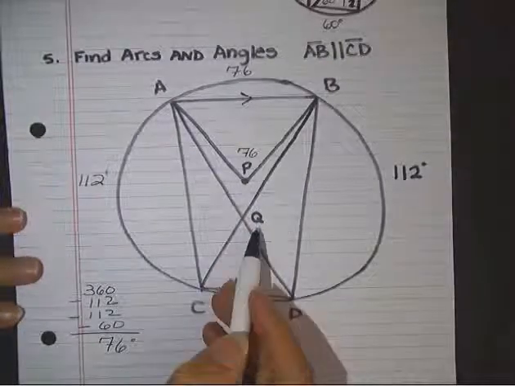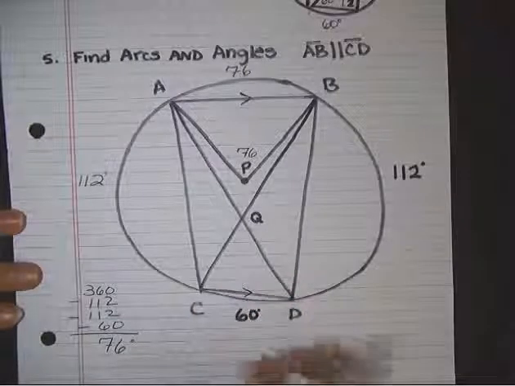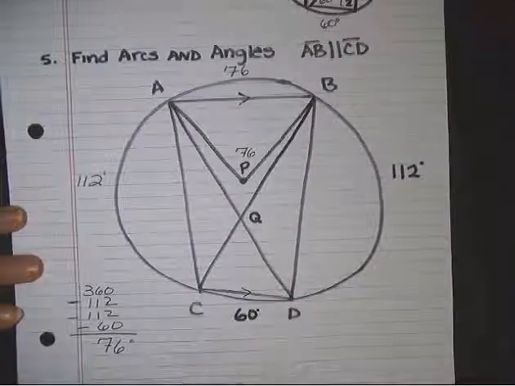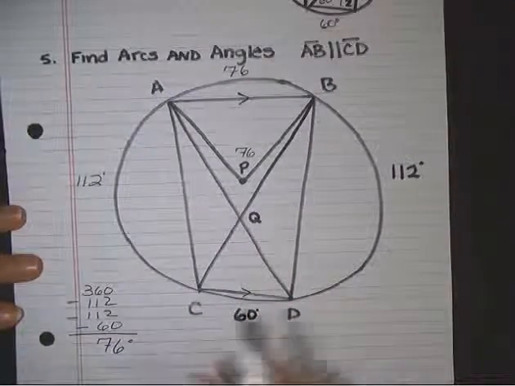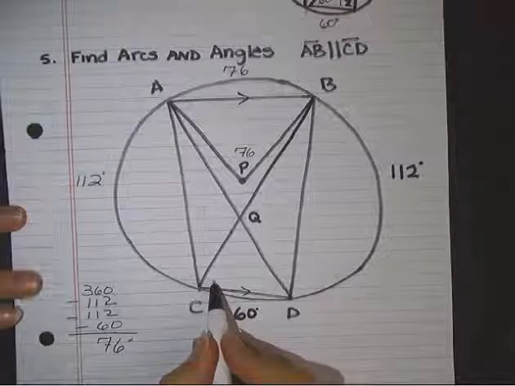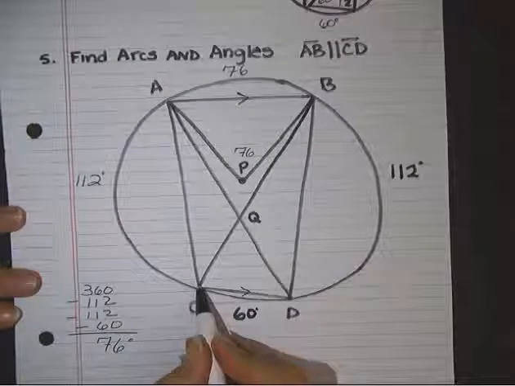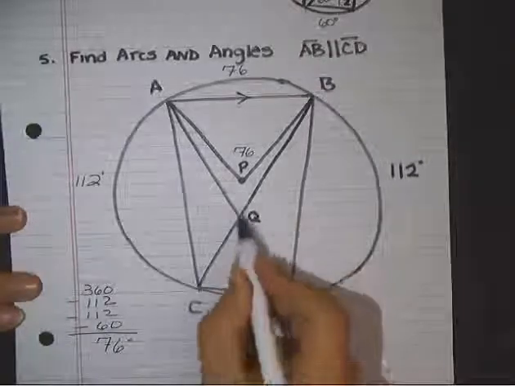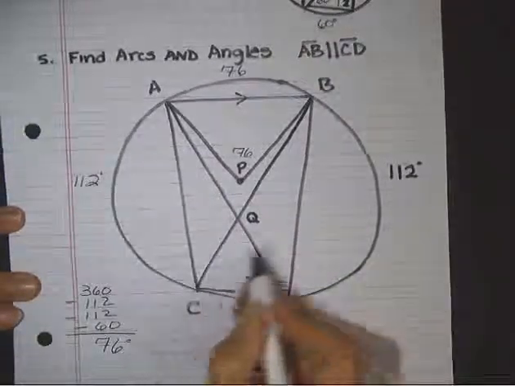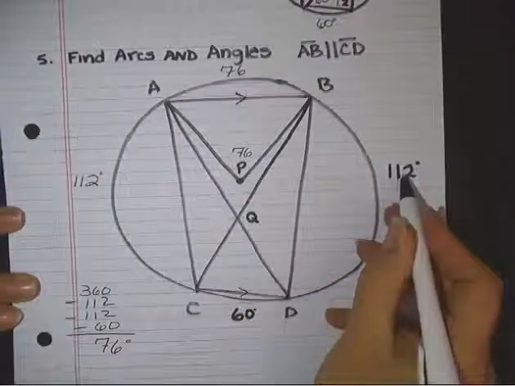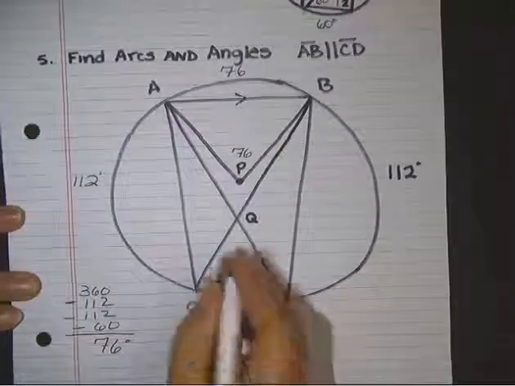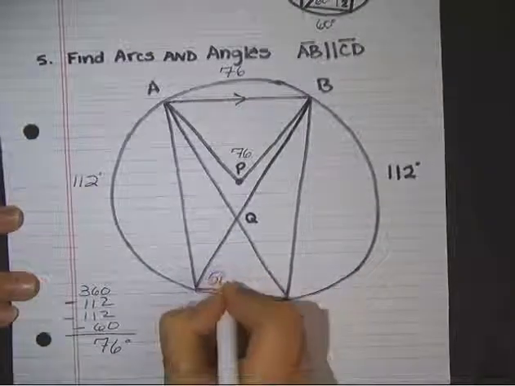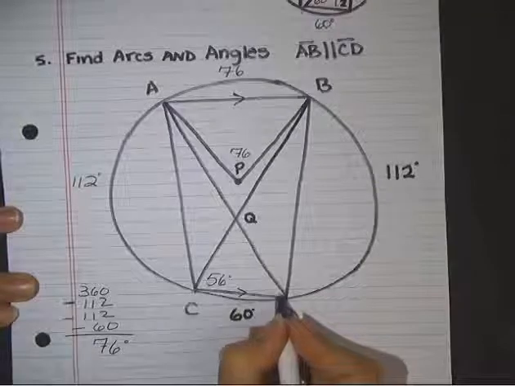So we need to find some more angles. So I look at one angle, just find any angle. This angle here, it is definitely inscribed. The vertex is on the circle. What does it open to? It opens up to 112 degrees. That's the arc. So it is half of 112, 56. This angle also opens up to 112 degrees, 56.